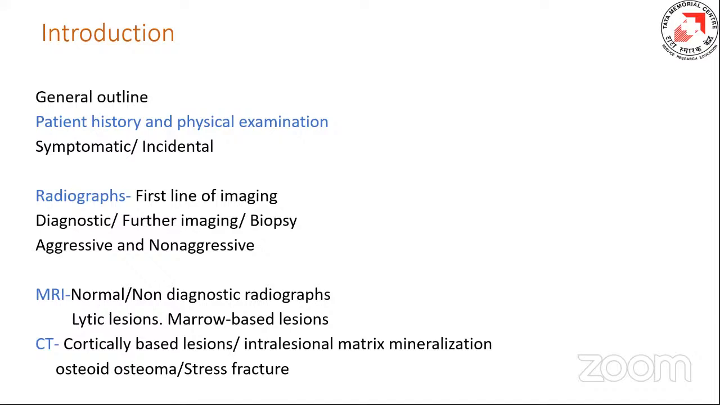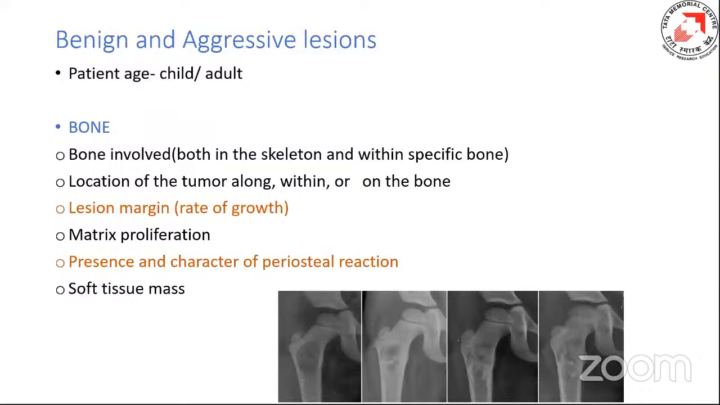So based on radiographs, we try to characterize these lesions as aggressive and non-aggressive. MR will be particularly helpful either when the radiograph is normal or when there are non-diagnostic radiographs. And typically that will happen in cases where we have lytic lesions and marrow-based lesions. CT has a limited role, particularly when we try to characterize a matrix or we want to pick up osteoid osteoma and stress fractures. Next slide, please.